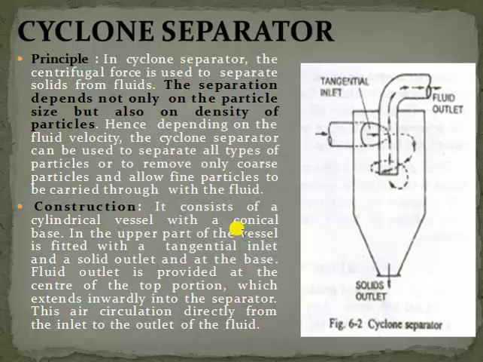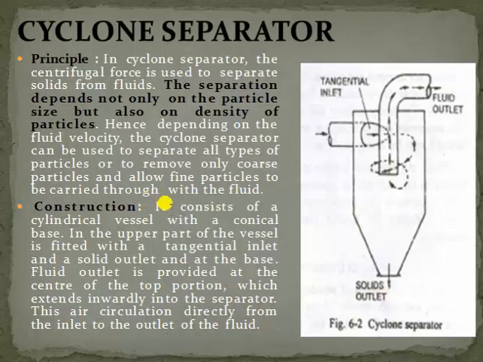Here you can see the image of a cyclone separator. The fluid will enter here, and the cyclone will be governed by the circulating air, which also enters through the inlet. The unwanted air is removed from the fluid outlet. Here the fluid is nothing but your gas, and the coarse particles are collected from the bottom of the cyclone separator.